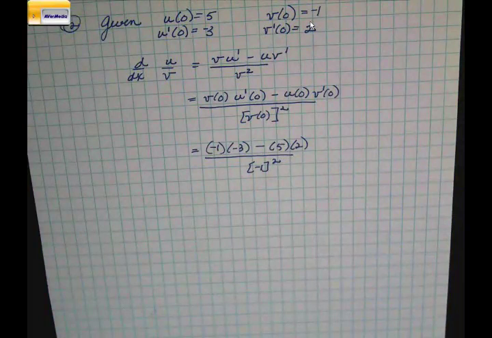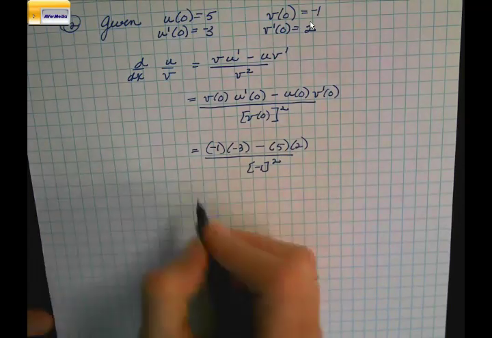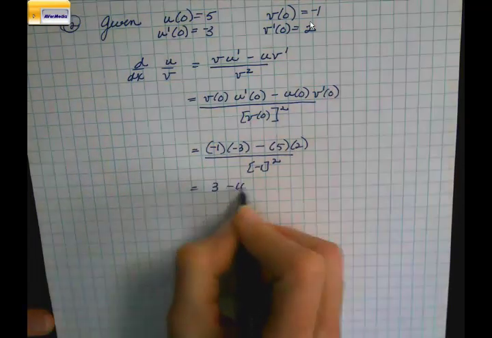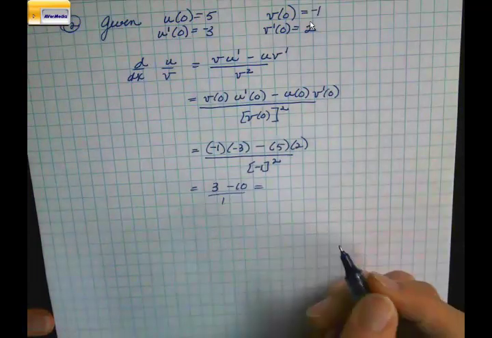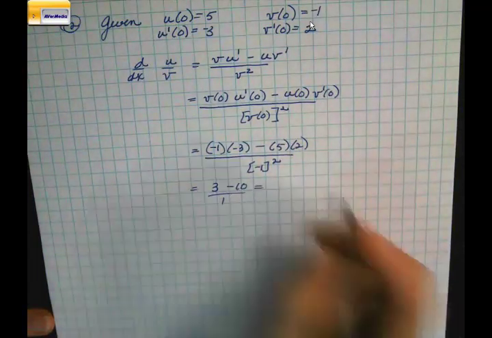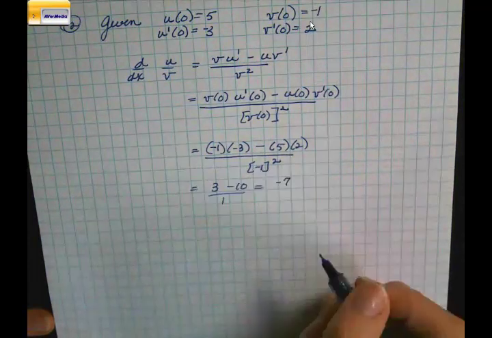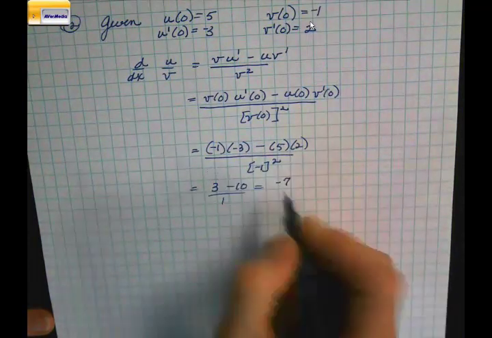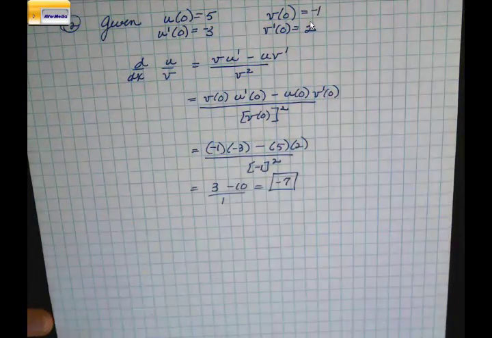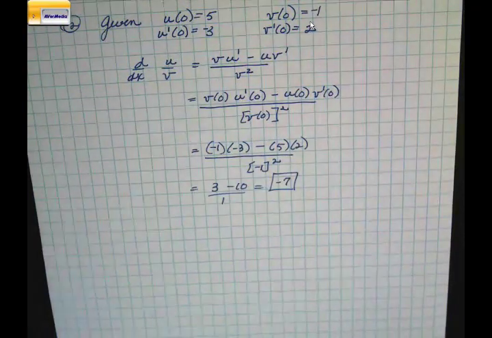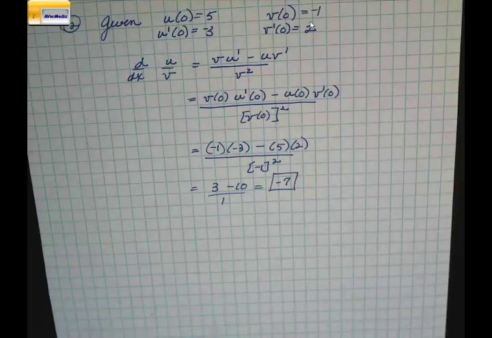That looks very foreign, doesn't it? When you just look at it, not as a calculus student, but just glance at it in passing, it's like, what in the world is that? It's really weird looking. So this is 3 minus 10 over 1, which is negative 7. Okay, so that's not a hard question. It just looks strange.